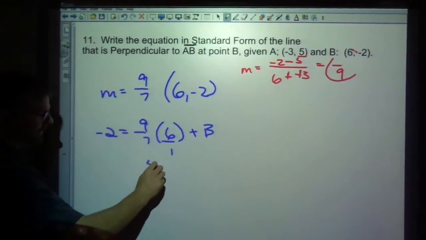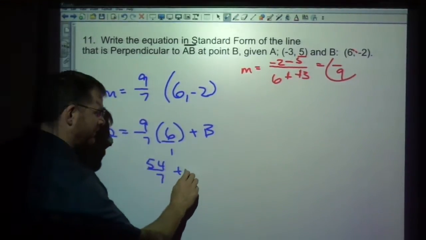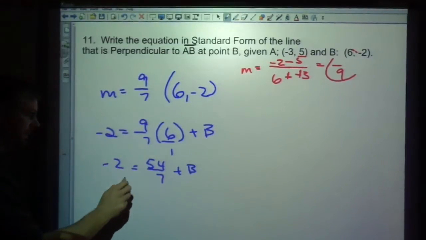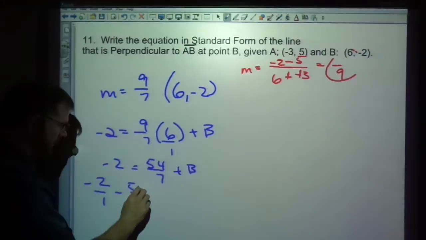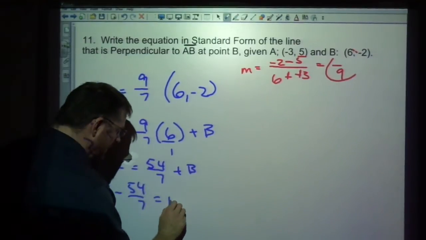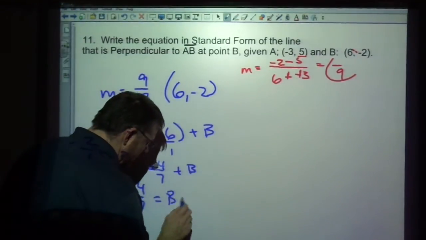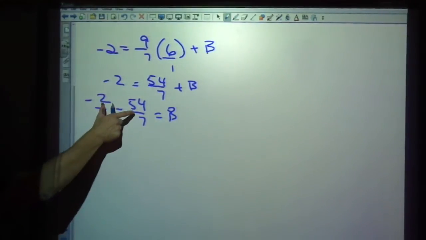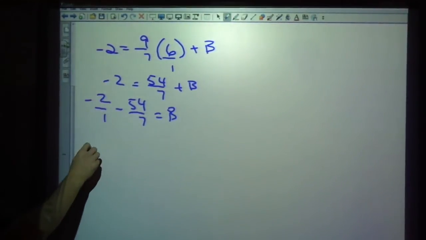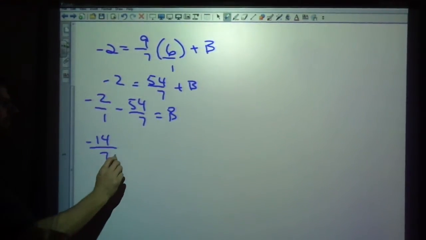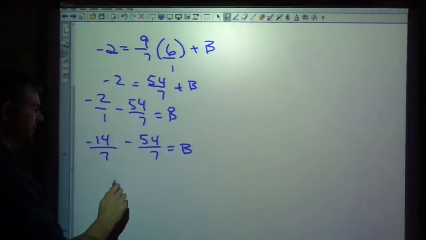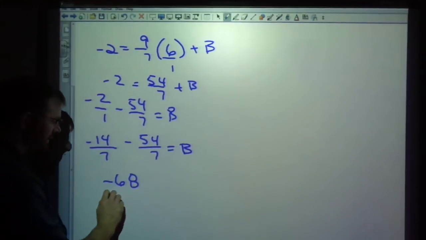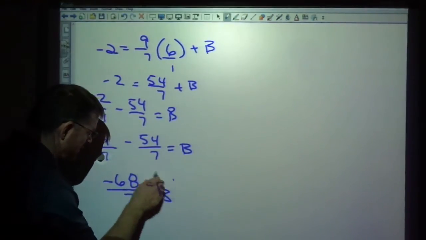Multiply here, 54/7. And I got to subtract it over here. Here's where I need common denominators. Let's change this, multiply by 7/7. So we get 7ths and more 7ths. That's going to be negative 68/7. There's my b.